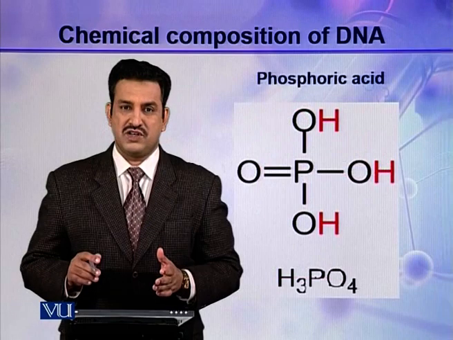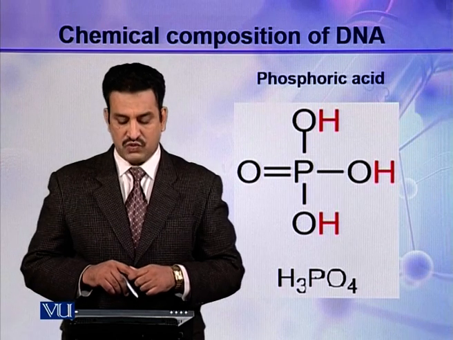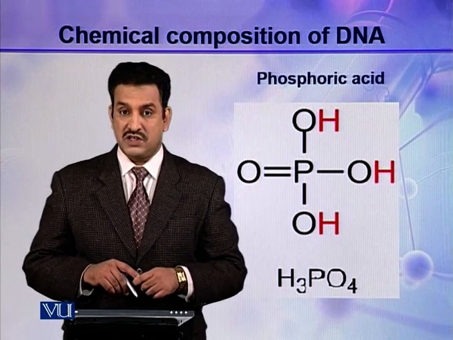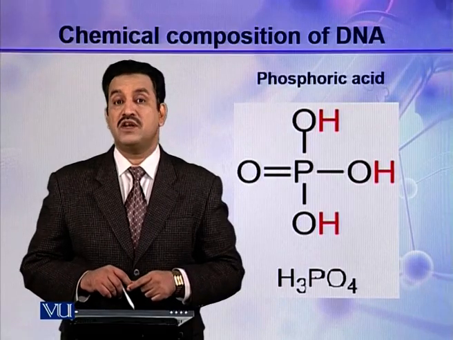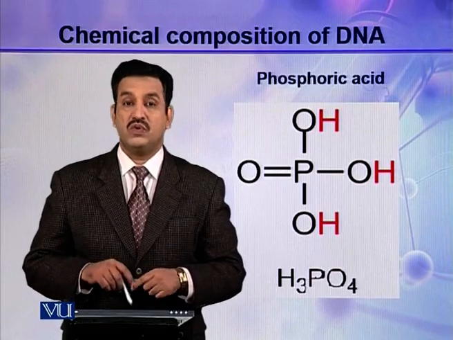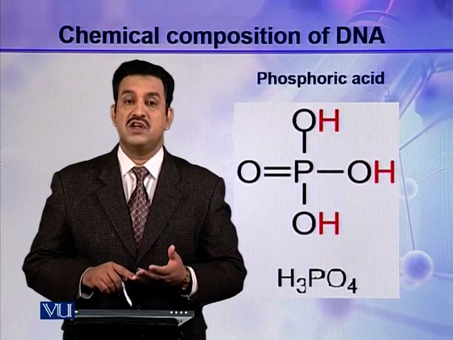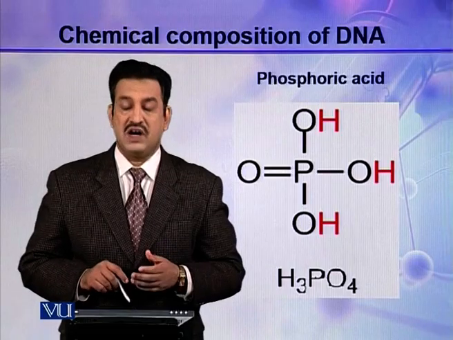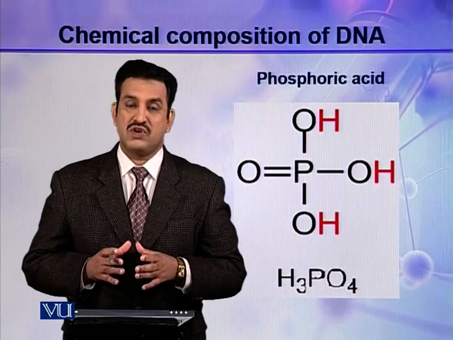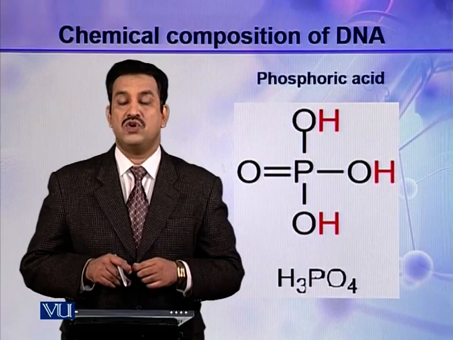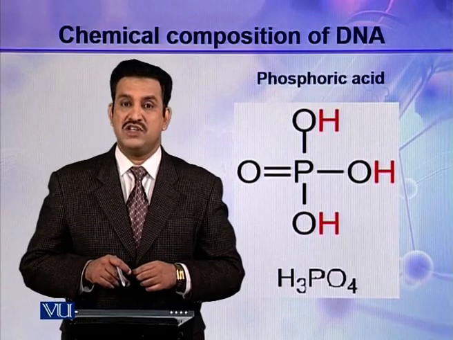The third component present in a deoxyribonucleotide is phosphoric acid. Phosphoric acid has 3 hydroxyl groups, so it can form 3 bonds with other molecules. So all these 3 components, that is a deoxyribose sugar, a nitrogenous base and a phosphoric acid, combine together and make a deoxyribonucleotide, which is the building block of the DNA molecule.